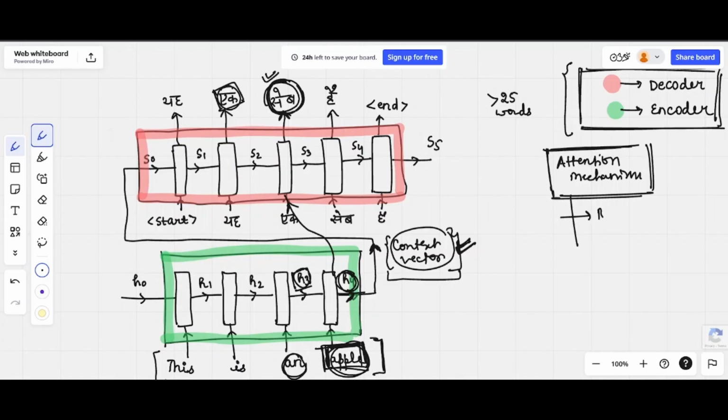The first one is Bahdanau's attention. Sorry if I'm pronouncing it wrong. And the second one is Luong's attention. There is one more type of attention which we call self-attention. We will be covering that in the next video, and that type of attention is used in transformers. But for this video, we will restrict ourselves to these two types.